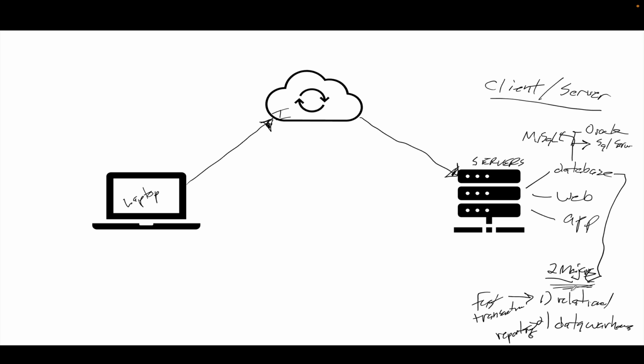So we have this idea of client server. We have a laptop connecting to the internet, which is really just a bunch of servers. Here we have different kinds of database servers, Oracle, MySQL. Oracle is the company. SQL Server is Microsoft, MSFT. There's their ticker. MySQL is also owned or maintained, or whatever you want to call it. It's actually owned by Oracle.